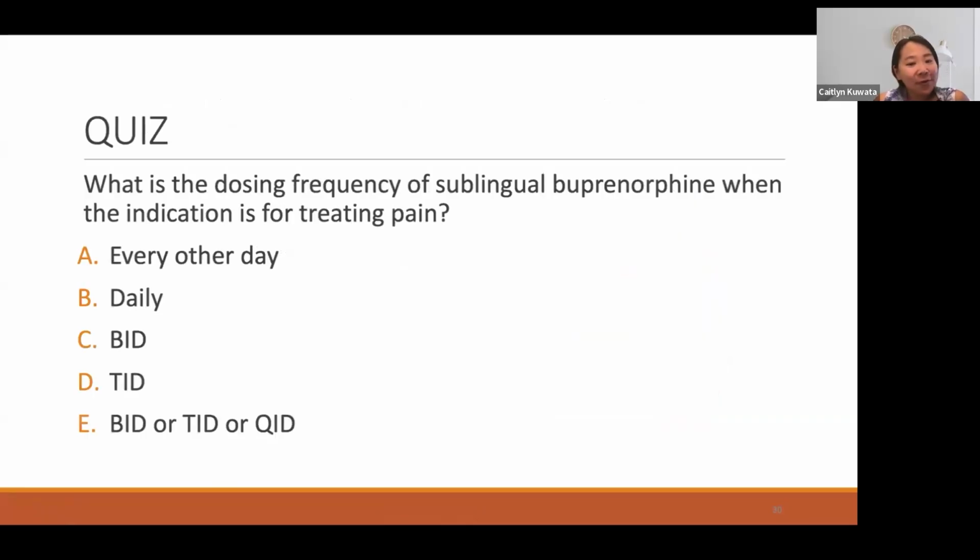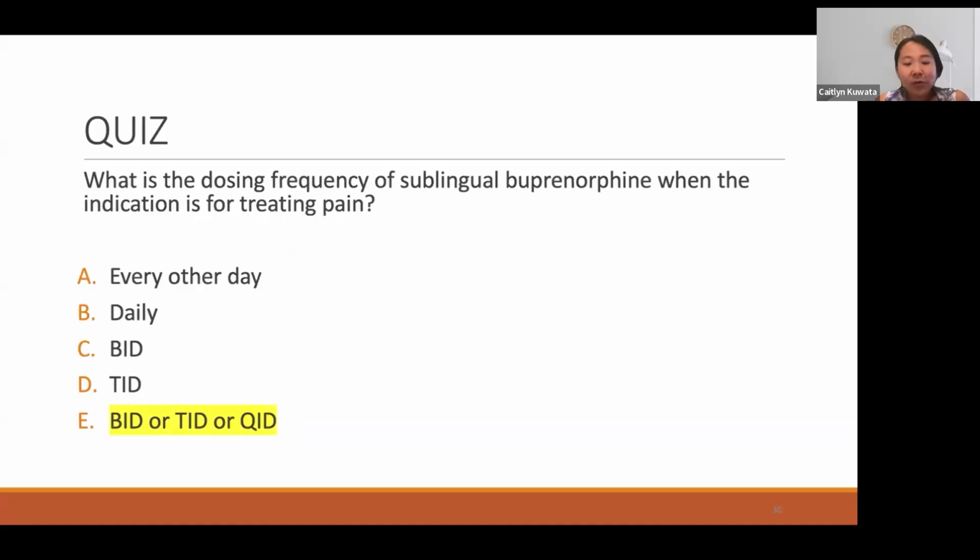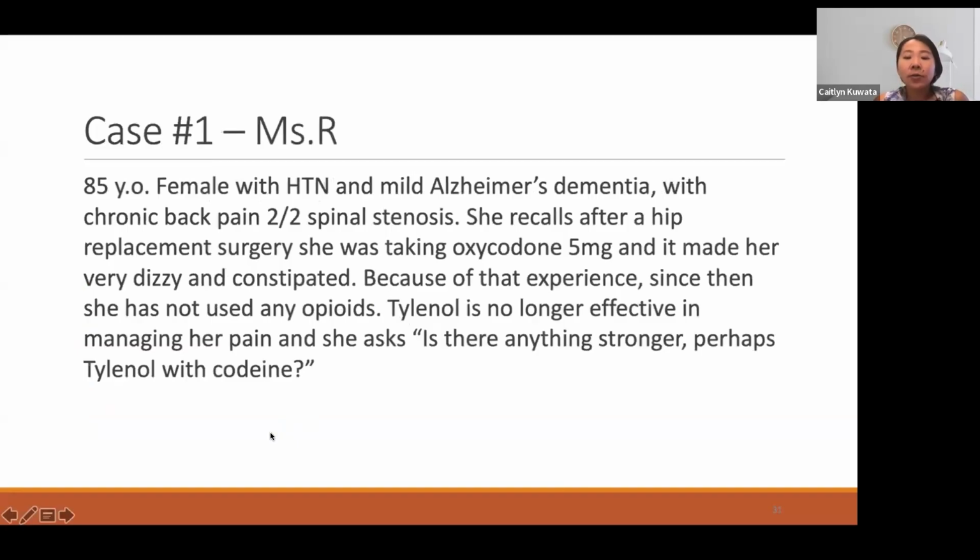So what is the dosing frequency of sublingual buprenorphine when the indication is for treating pain? The answer is E. So again, you can use it as often as QID, it just depends on their pain. So now I'm going to go into some cases to really work through how you would think about buprenorphine in these populations and some of the nuances of prescribing.